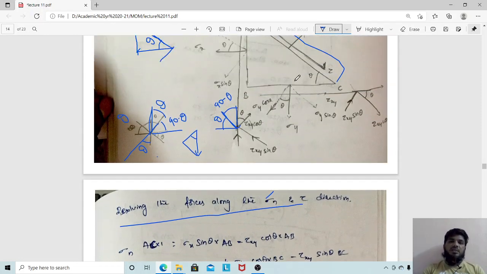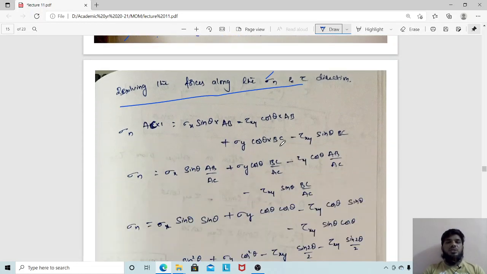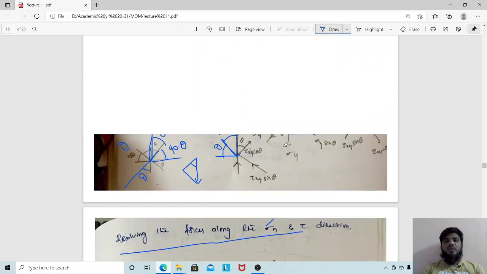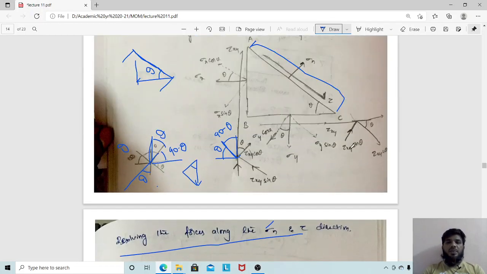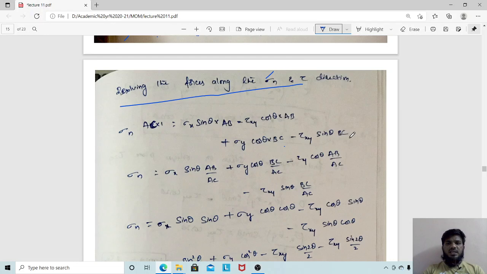Next is this sigma y cos theta. This is acting on the area BC. So BC into 1. Similarly sigma y, this area, see this is also perpendicular. 1, 2, 3 and this one 4. So these 4 are in the direction of sigma n. That is tau xy sin theta BC.